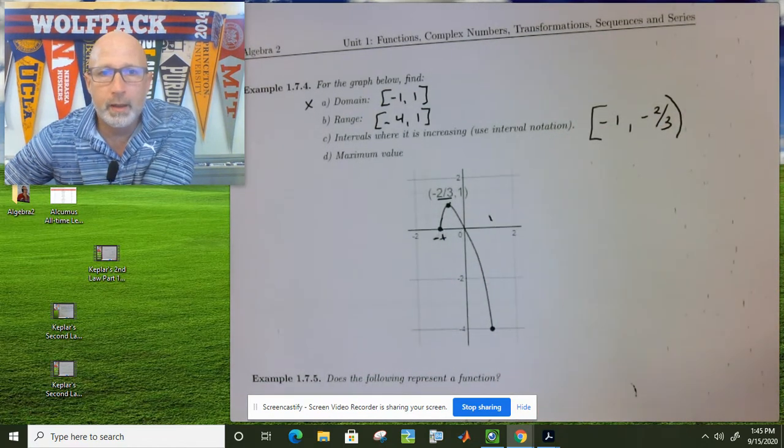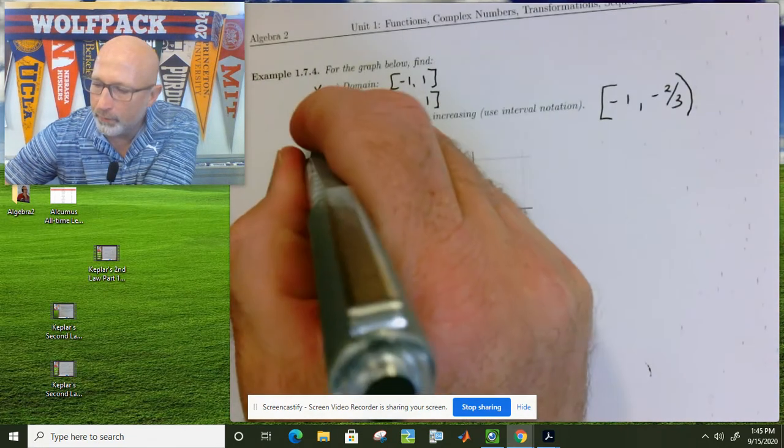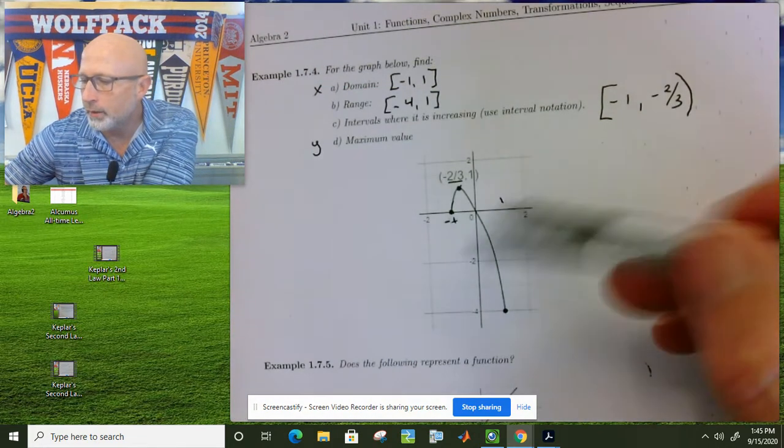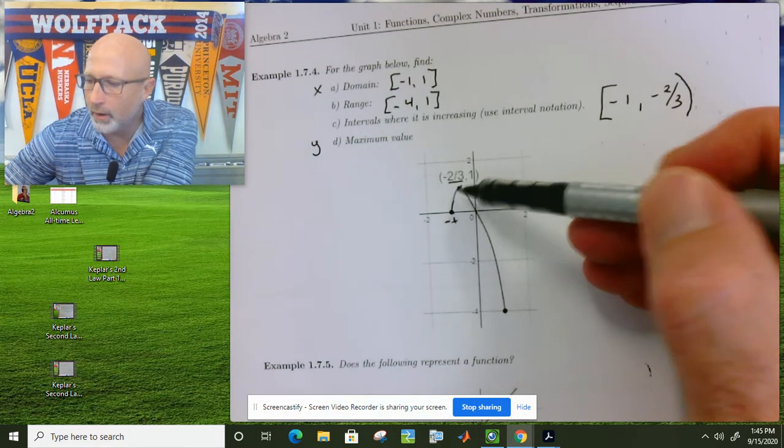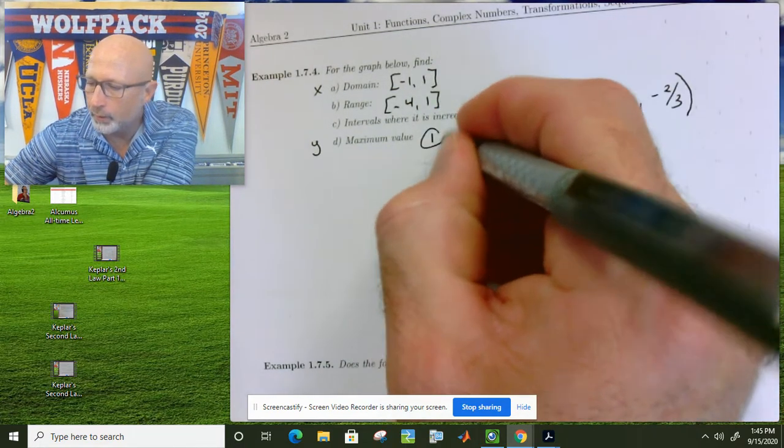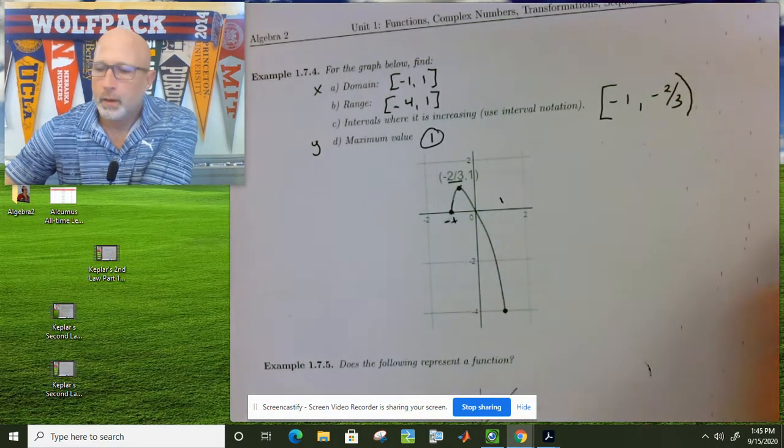Okay, and then the maximum value, once again, the maximum value makes reference to the y value. You can clearly see on this graph that the maximum value occurs there. What is the y value there? It's 1, so the maximum value is 1.